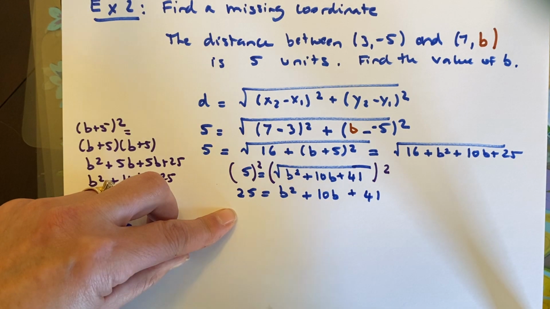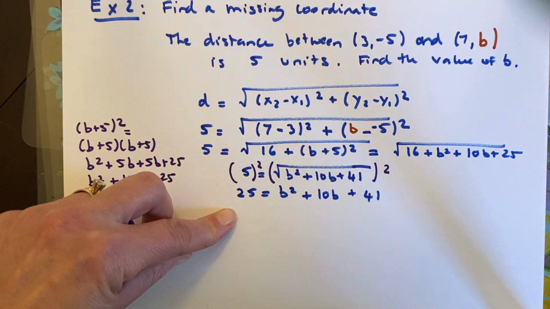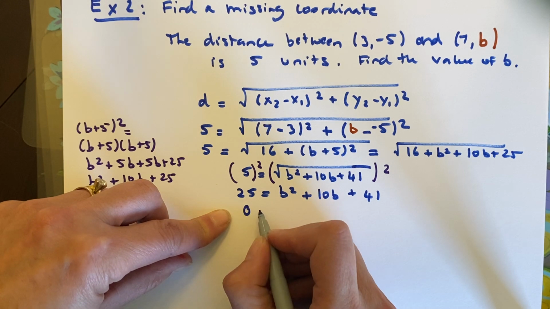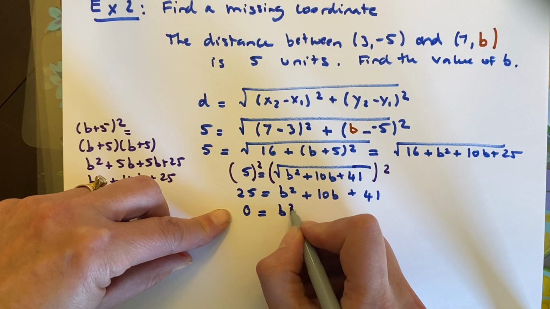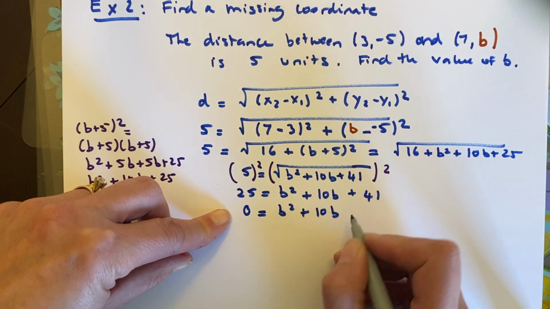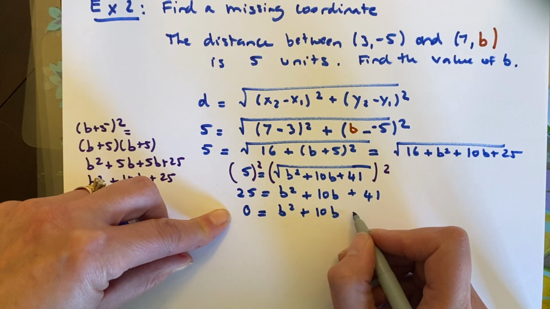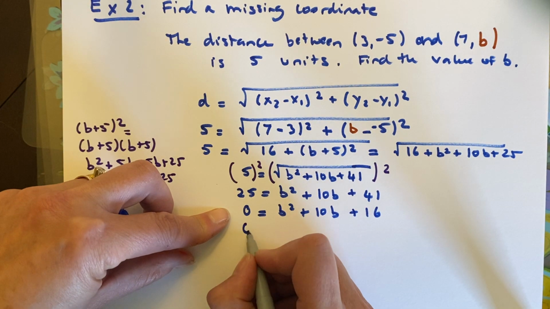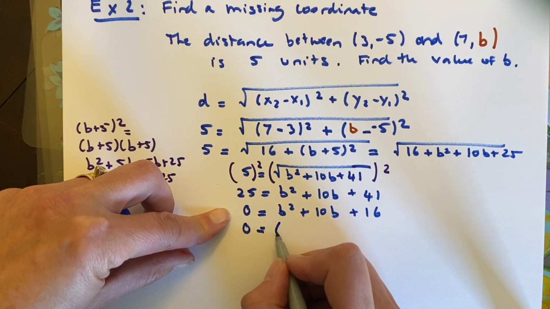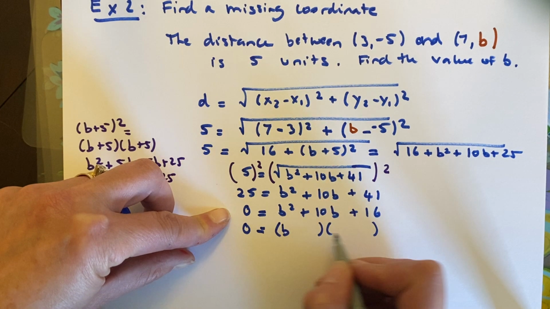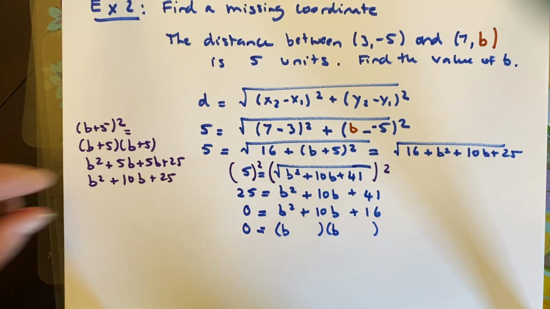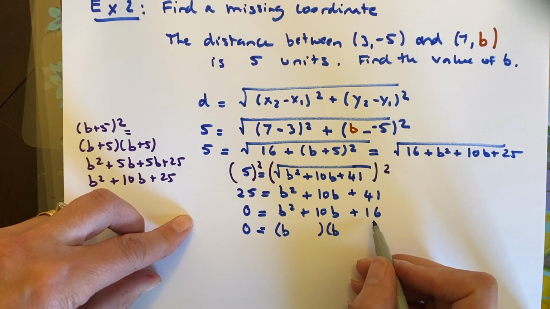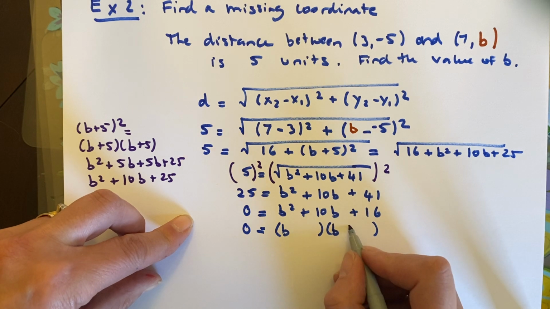Now I'm close finally to being able to solve this quadratic for b, but I have to move 25 over to this side. When I subtract it from both sides, I get b squared plus 10b, and 41 minus 25 is going to give me 16. Well, I'm almost done, and those of you who have eagle eyes and know your multiplication tables very well are probably seeing exactly what the factors are here. And you can see that 8 times 2 is 16, and 8 plus 2 is 10. So here we go.